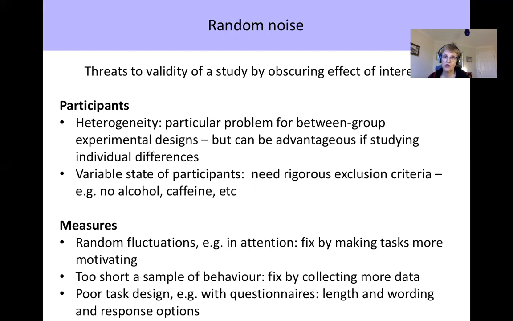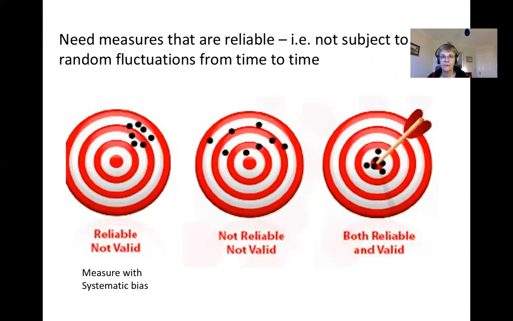This may be a general problem if your tasks aren't very interesting. You may have collected too short a sample of behavior, and I'm going to come on to talk about how that can affect your statistical power. And your task design needs to be thought about carefully. If you're using questionnaires, what's the length of the questionnaire, how's it worded, what are the response options? All of these things can damage the validity of your studies and introduce unwanted noise. In this case, even systematic bias, if, for example, people systematically misunderstand something.